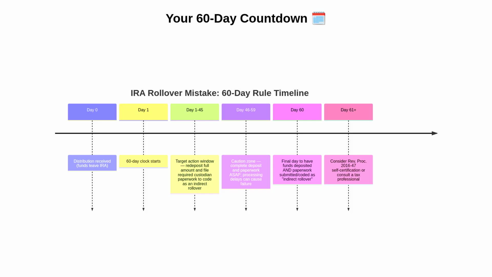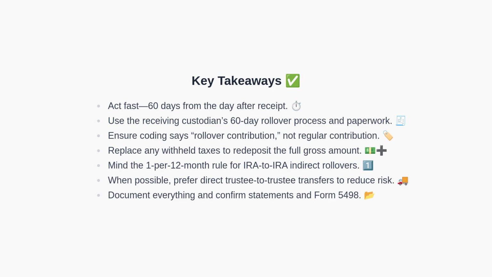Next, we will summarize the most important takeaways. The key takeaways are to act quickly within 60 days from the day after you receive funds, use the receiving custodian's rollover process with the correct forms, confirm that the coding is rollover contribution, replace any withheld taxes to make the full gross redeposit, respect the 1 per 12-month rule for indirect IRA rollovers, use direct transfers when possible to reduce mistakes, and document everything, including statements and Form 5498.